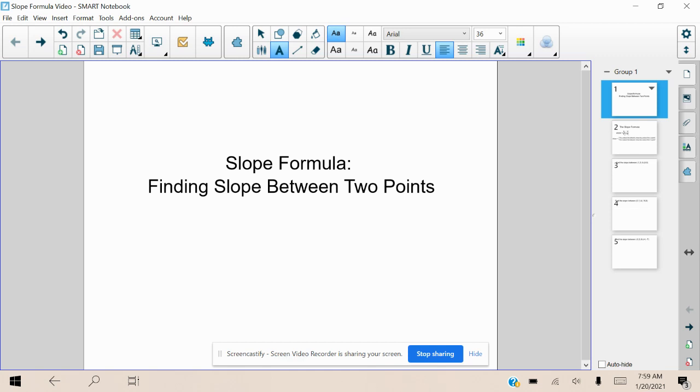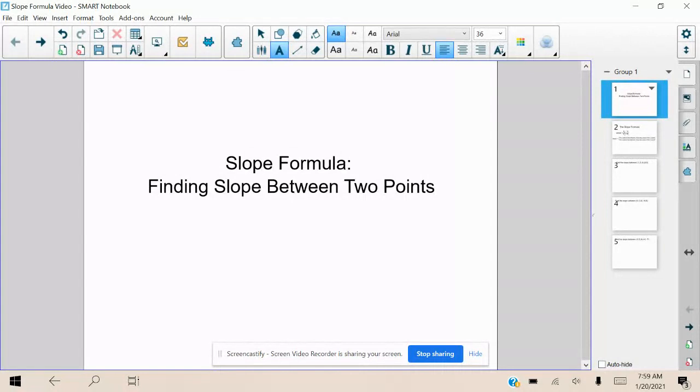All right, welcome back. So today we are going to be again going over the slope formula, and we're going to be talking about how to find the slope or calculate the slope between 2 points when we are not given a graph. As we recall, when we are given a graph, we can just count our rise and our run. We can count how many units we go up or down compared to how many we go to the right, and that finds our slope.